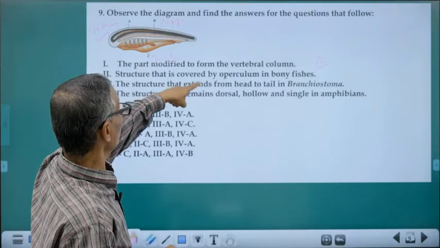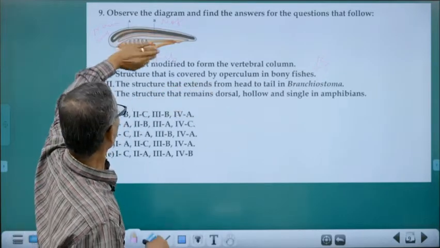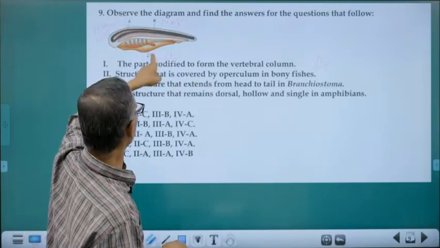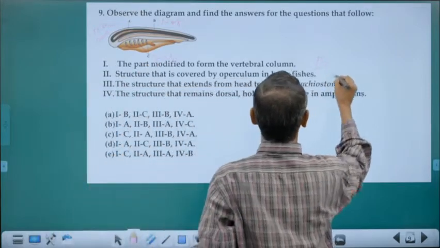Structure that is covered by operculum in bony fishes. Operculum is the gill covering, so gills, it should be C.